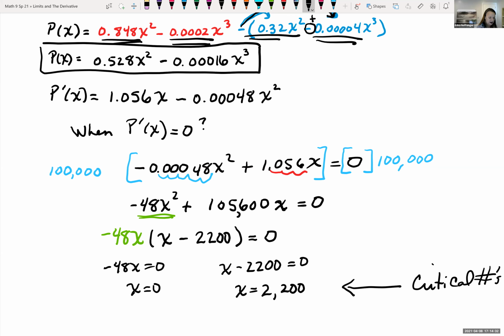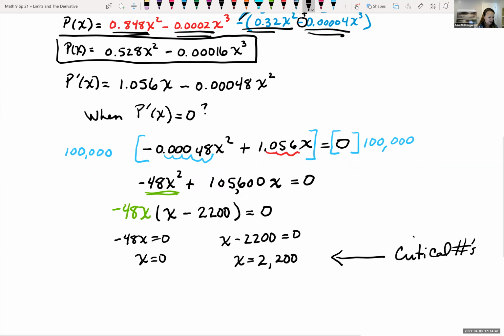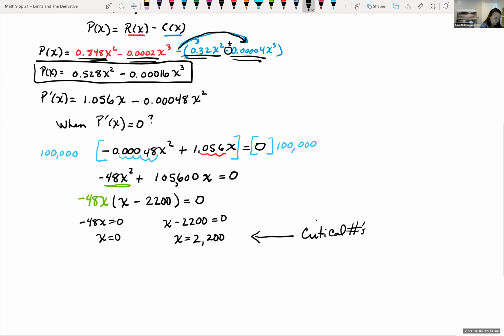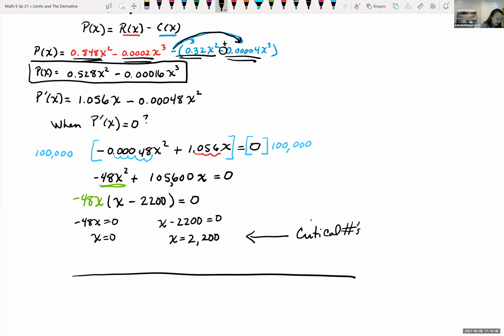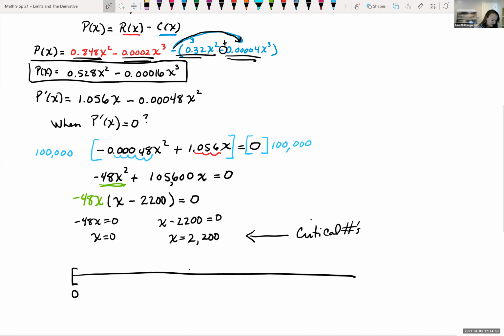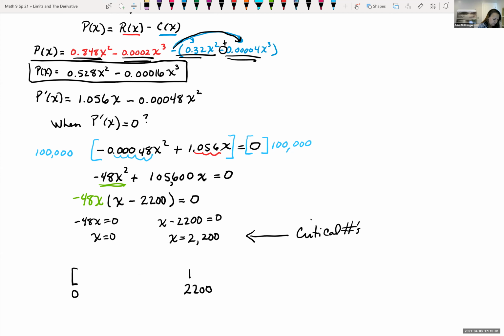And I want to test my intervals to see if my derivative in those intervals is going to be a positive or a negative number. So I'm going to plot those on the number line. Remember, we don't have anything less than 0, so I'm not even going to test anything to the left of 0. Then we have this 2,200. And it told us that we couldn't have anything bigger than 3,300.